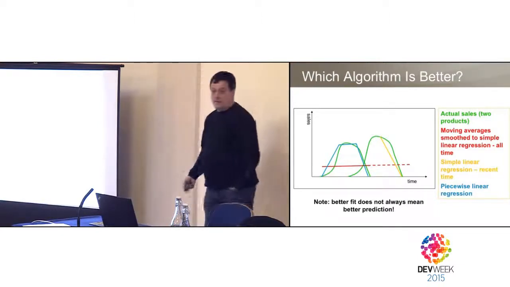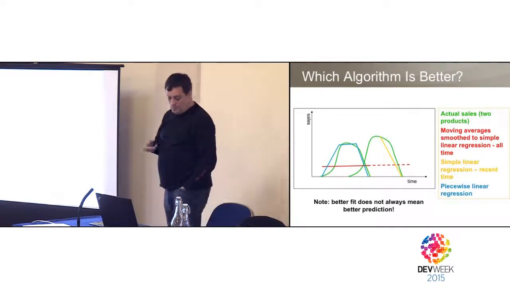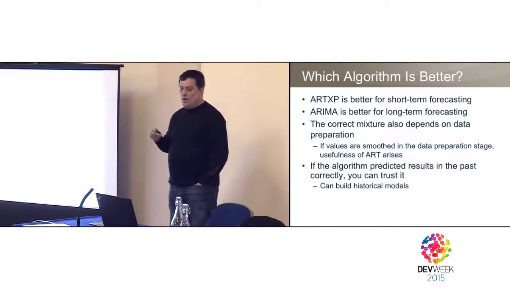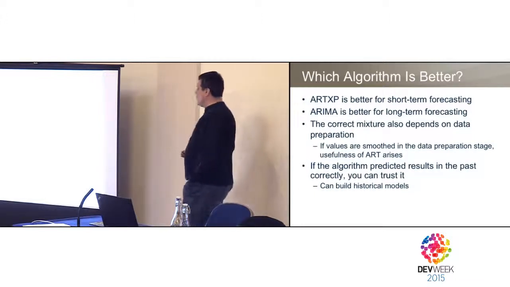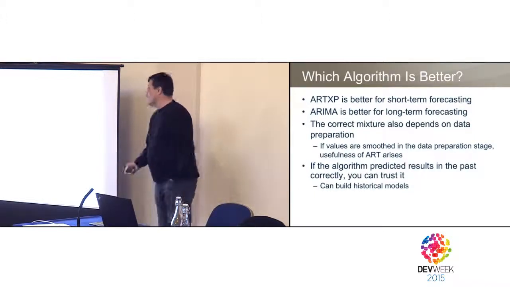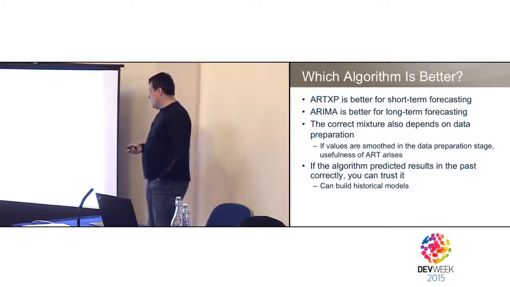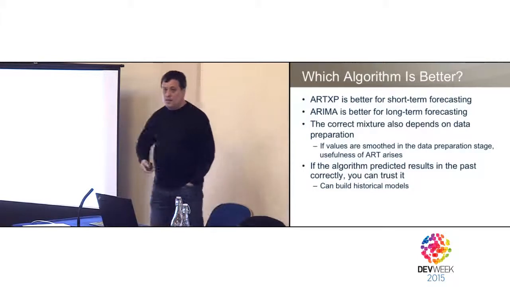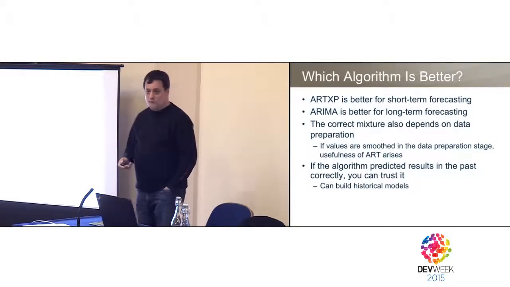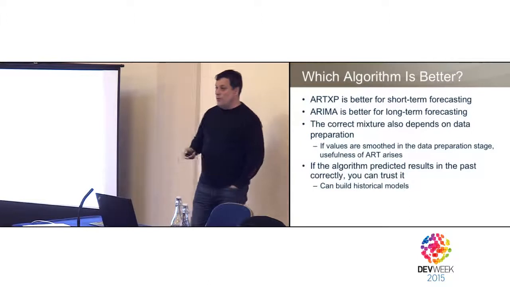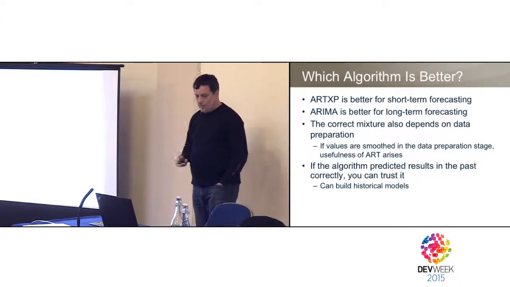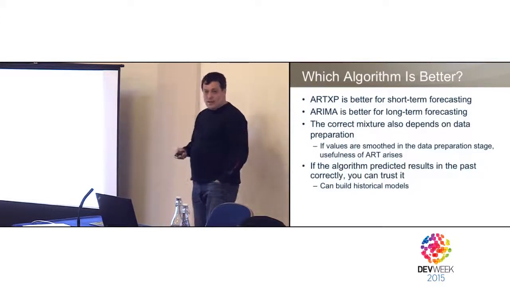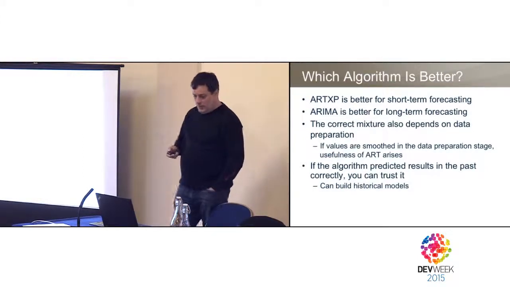ARIMA: on short terms worse results, on long terms maybe better results. So in general, ARTXP is better for short-term forecasting, while ARIMA is better for long-term forecasting. The correct mixture, remember, depends on data preparation, how much historical data you want to use and how far in the future you want to go with your forecasts. Right? Maybe you can smooth data in advance and then you can use ARTXP more, right?